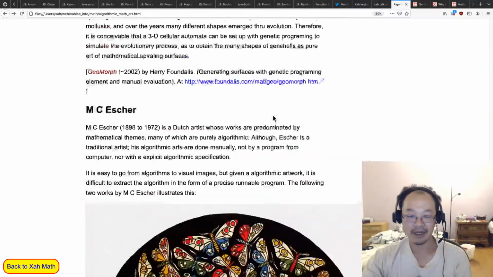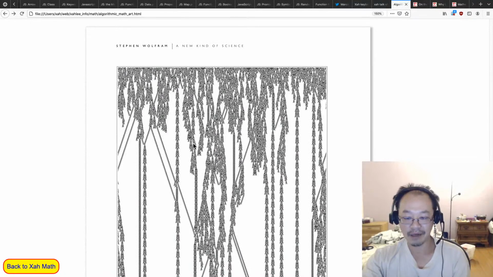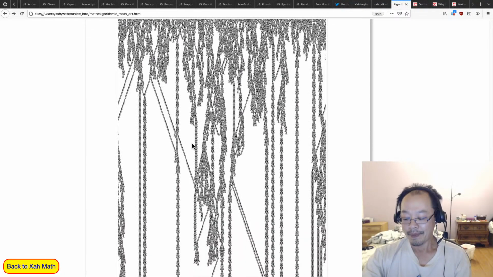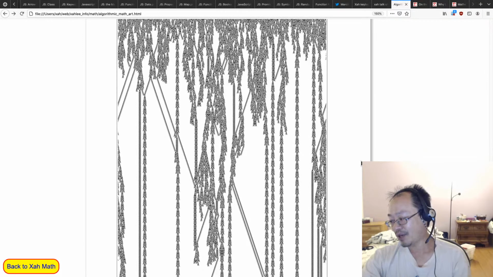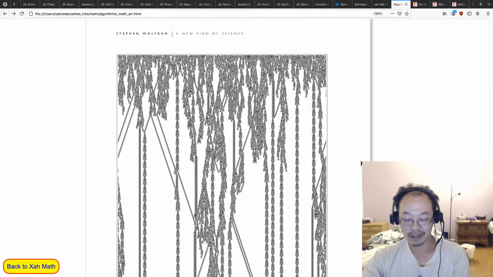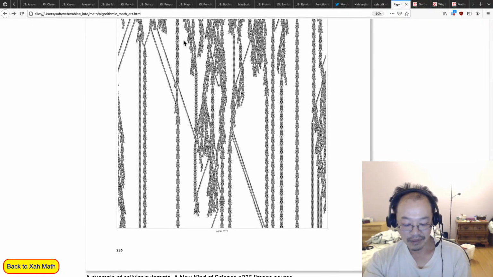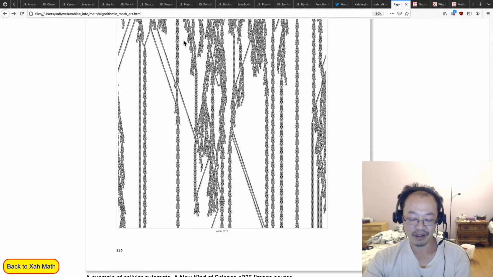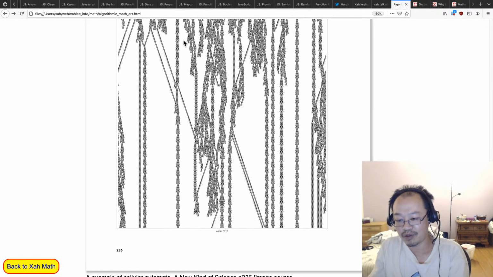And then there's cellular automata. This illustration, cellular automata from Stephen Wolfram's A New Kind of Science, demonstrates the theory that deterministic systems may not be predictable. That's one of the great things you learn when you study cellular automata.